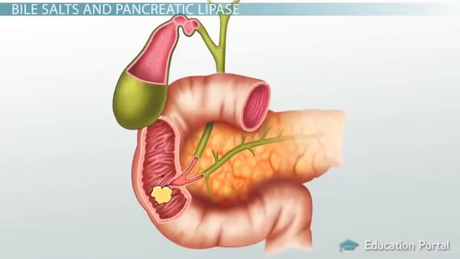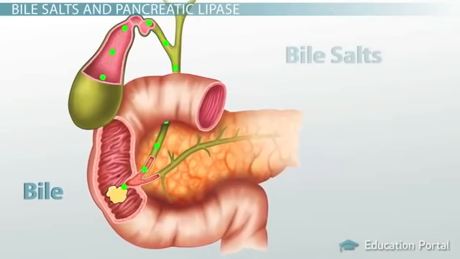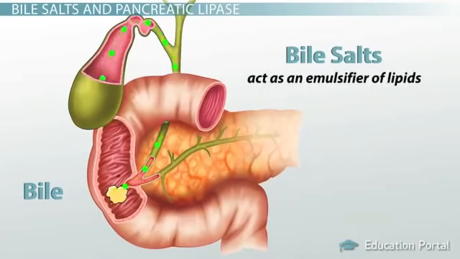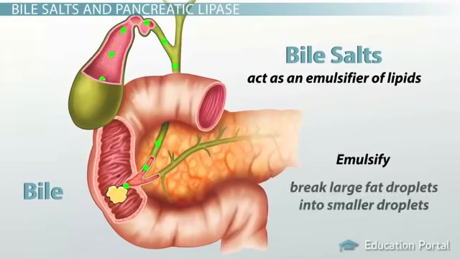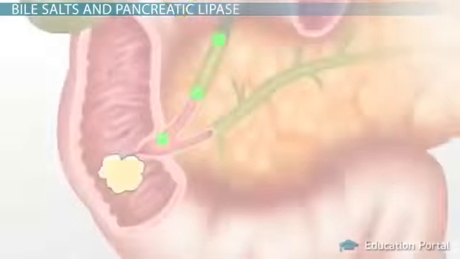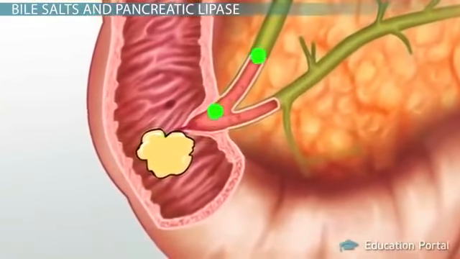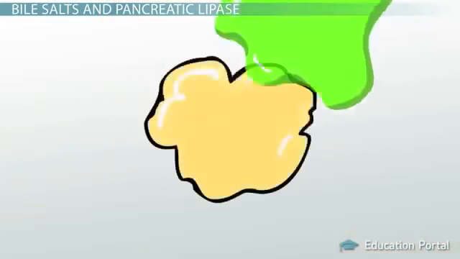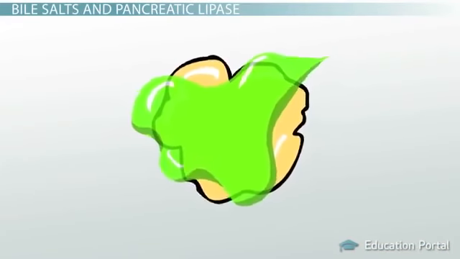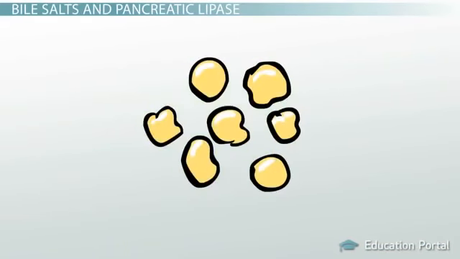These globs remain until bile, that is produced in the liver and stored in the gallbladder, mixes with the large fat droplets. Now, bile contains bile salts, which act as an emulsifier of lipids. The term emulsify means to break large fat droplets into smaller droplets. And that is exactly what we see happening here in the small intestine. The bile salts break up and coat the fat to form much finer droplets.